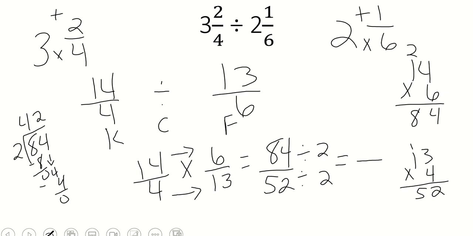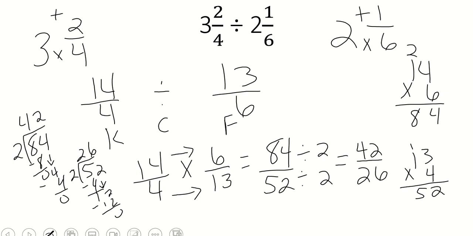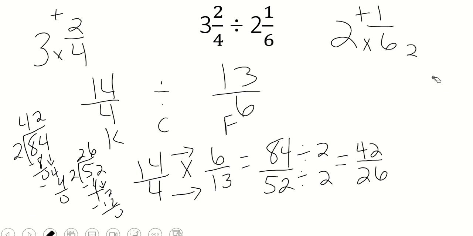So my new numerator is 42, and then 52 divided by 2. 2 goes into 5 2 times, and 2 goes into 12 6 times. Still have even numbers, so I need to do that again. Let's erase this so we can have some more room.